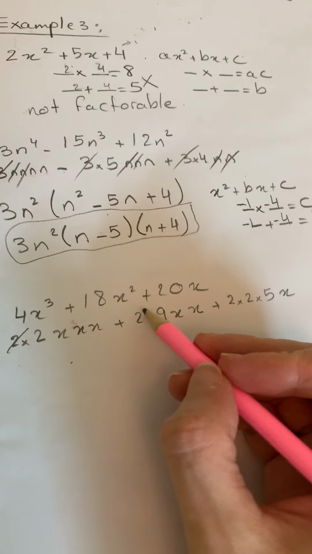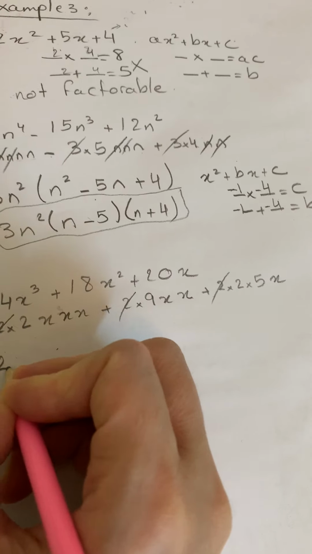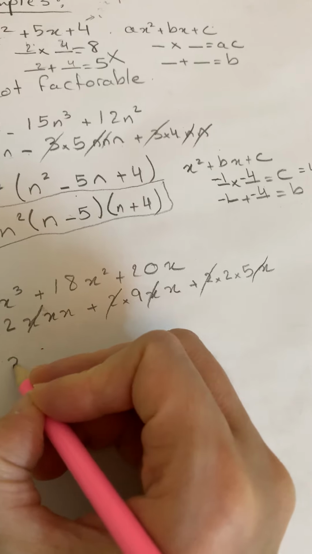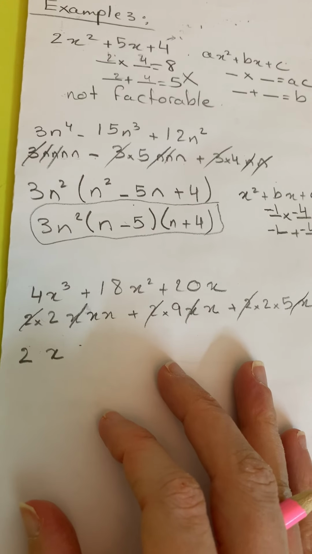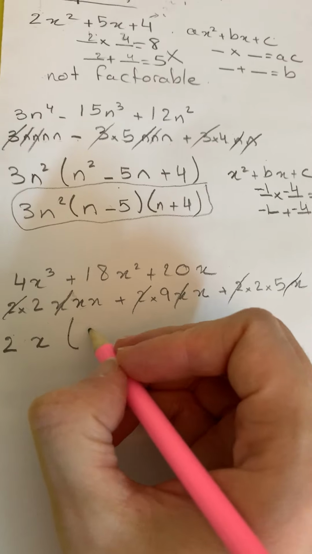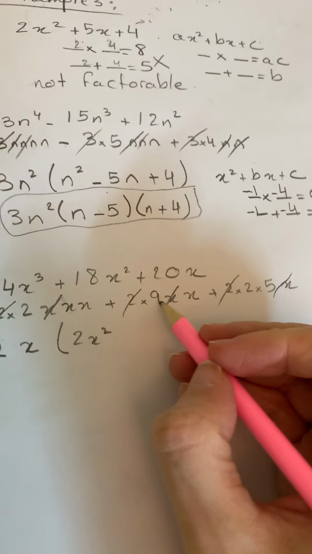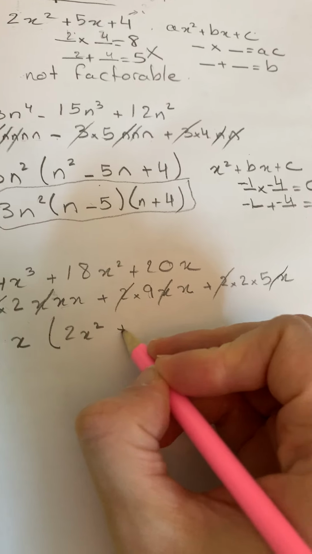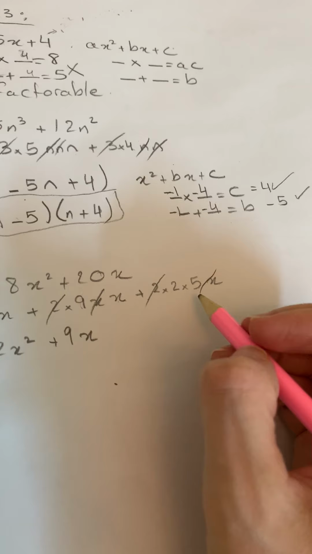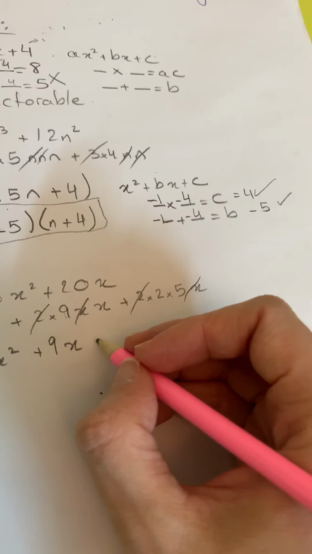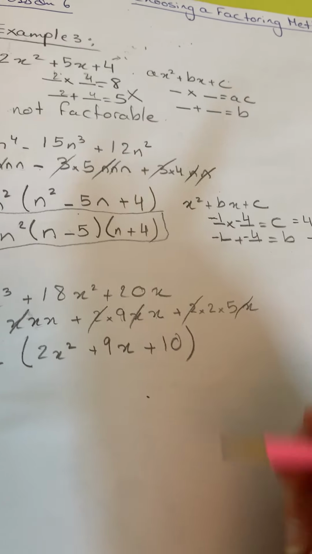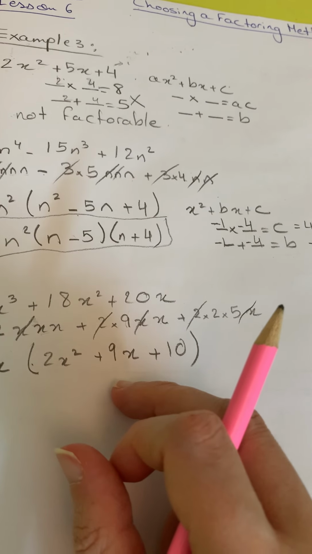The common is 2 and x. That's it. So what's left is 2x power 2, 9x, and 10. 2 times 5, 10. Now this one, how can I do this one?